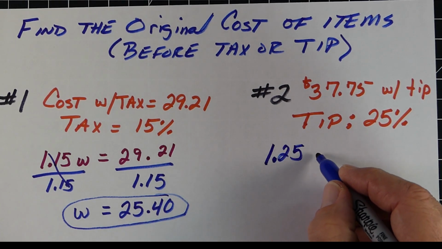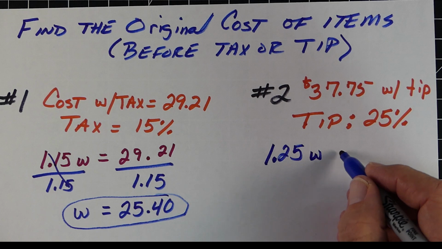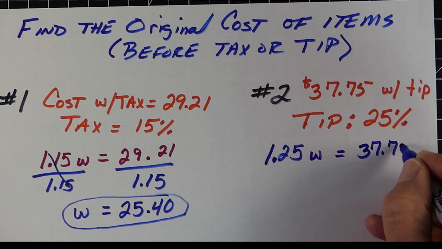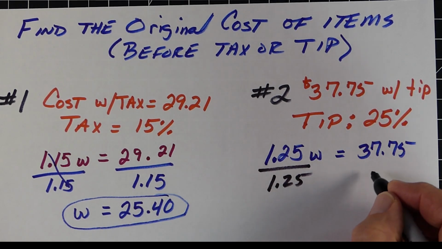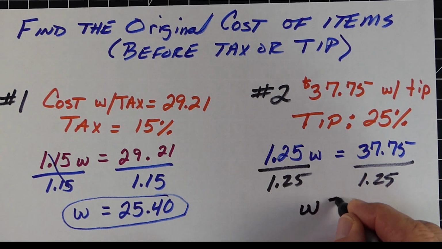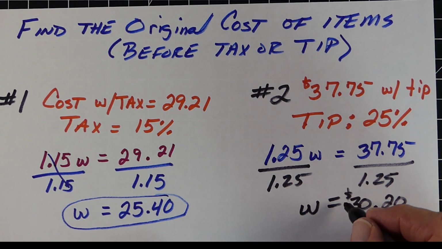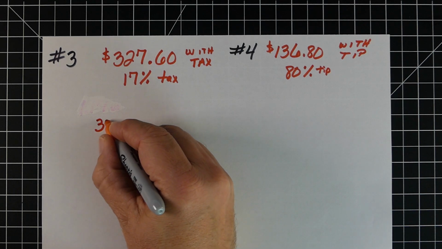If we look at the next one, you can see we're using 1.25 W. The 0.25, of course, represents the 25%. It equals $37.75, so we divide both sides by 1.25. Again, the 1.25s will cancel each other out, and we're left with W equals $30.20.